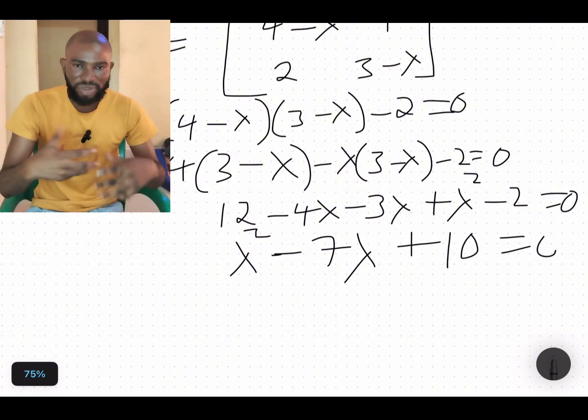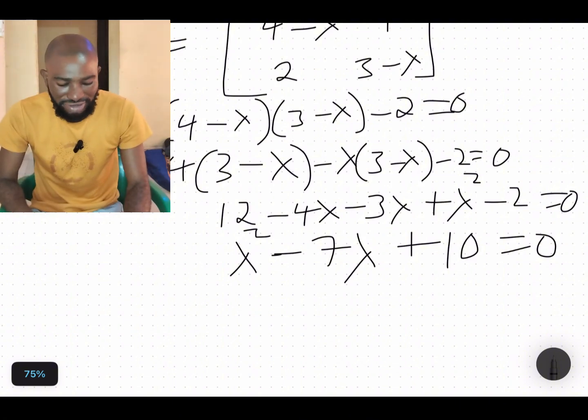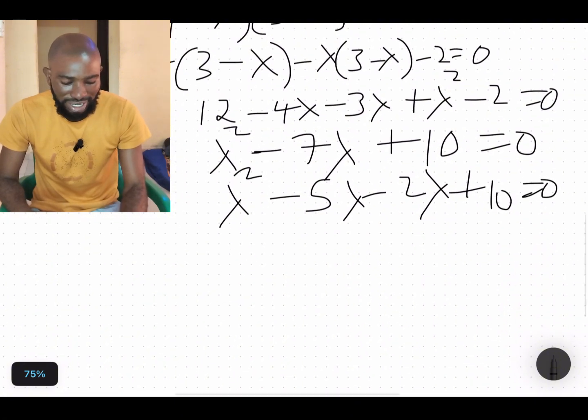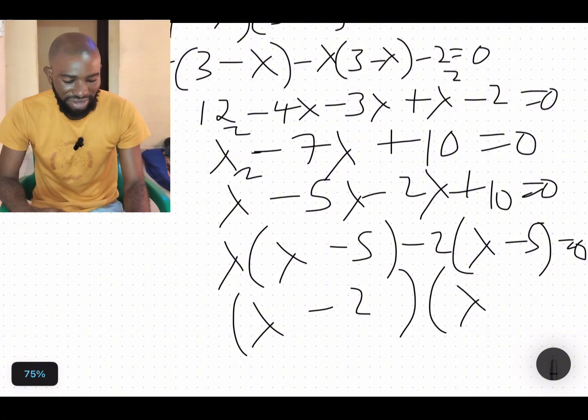Two numbers that when you multiply give plus 10, and when you add give minus 7, are minus 5 and minus 2. So you have lambda square minus 5 lambda, then minus 2 lambda, then plus 10 is equal to 0. When you factorize, you have lambda into lambda minus 5, then minus 2 into lambda minus 5 is equal to 0. So you have lambda minus 2 and lambda minus 5 equal to 0.